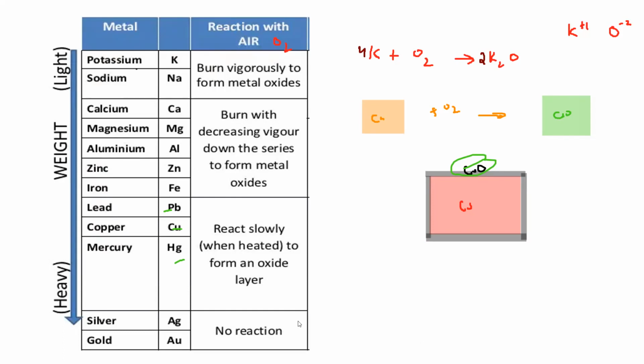When potassium and sodium are there, they react vigorously. Vigorously means they react very fast. So when potassium plus oxygen, it will give potassium oxide.